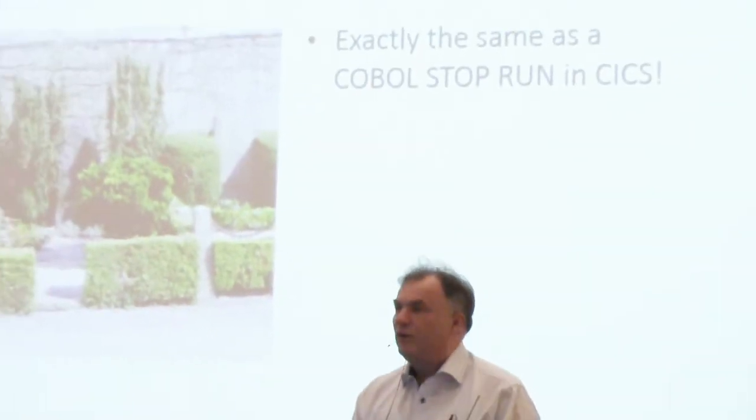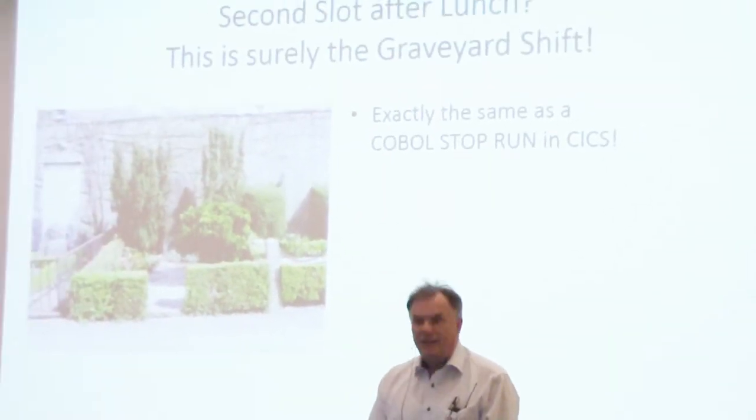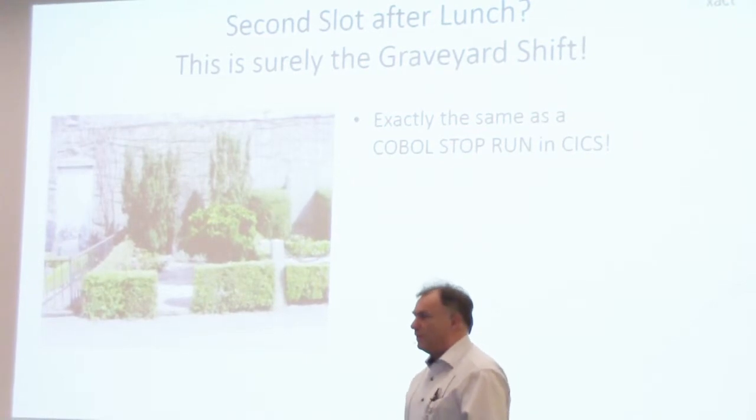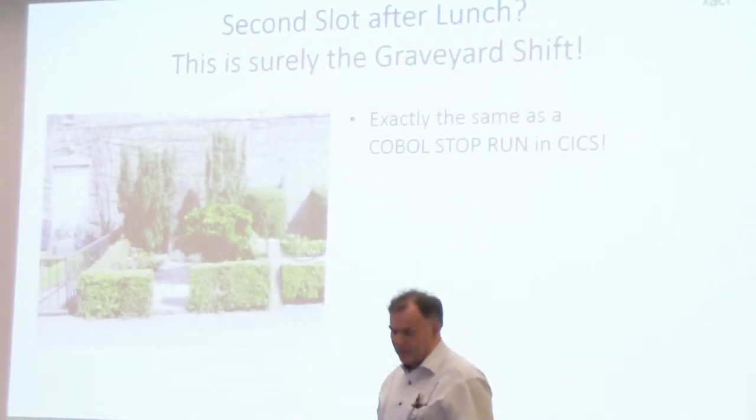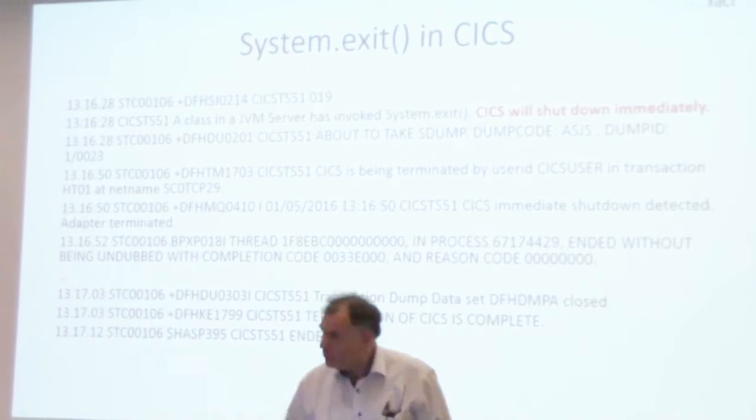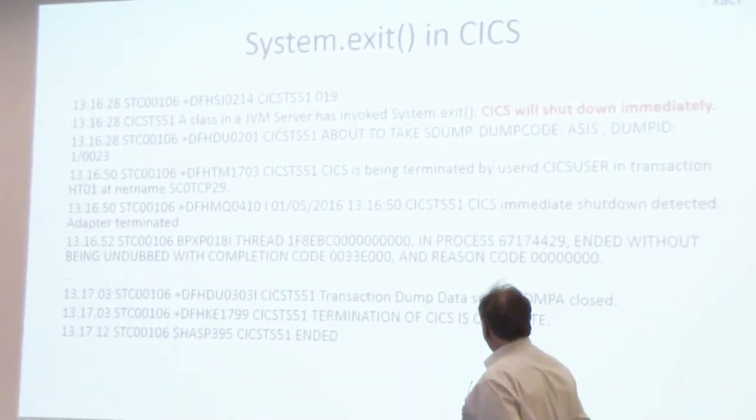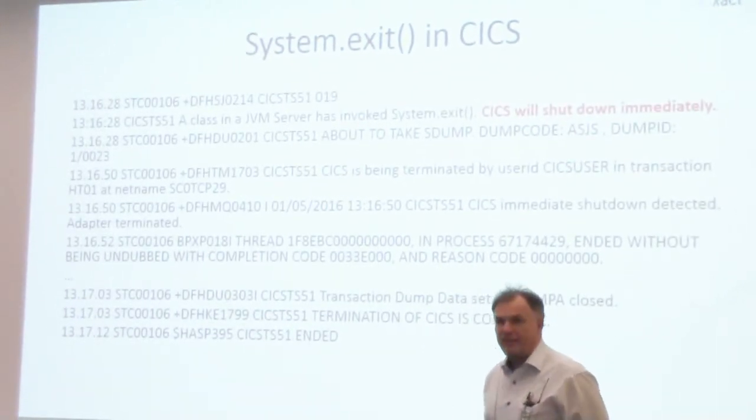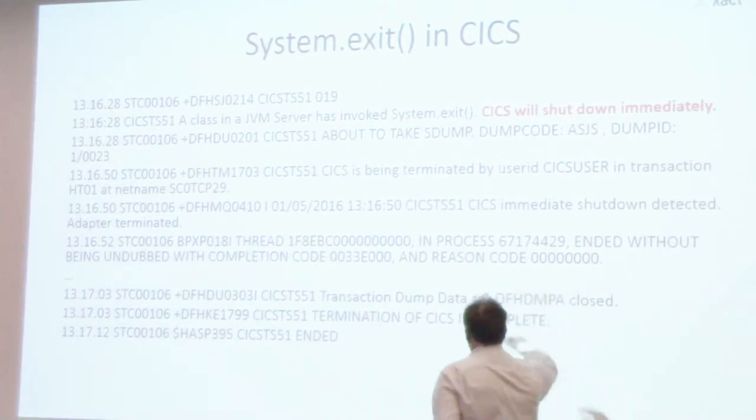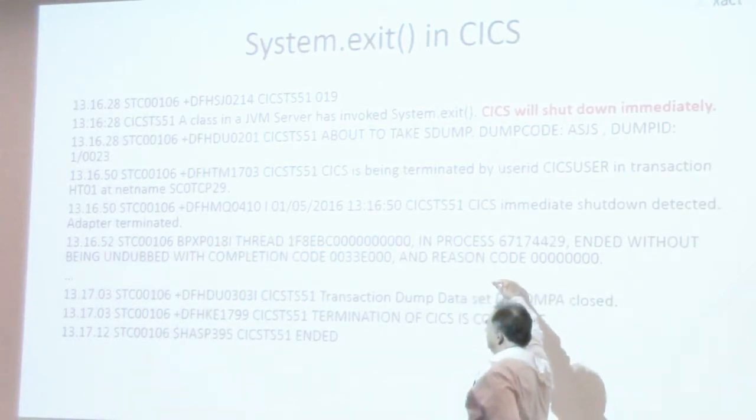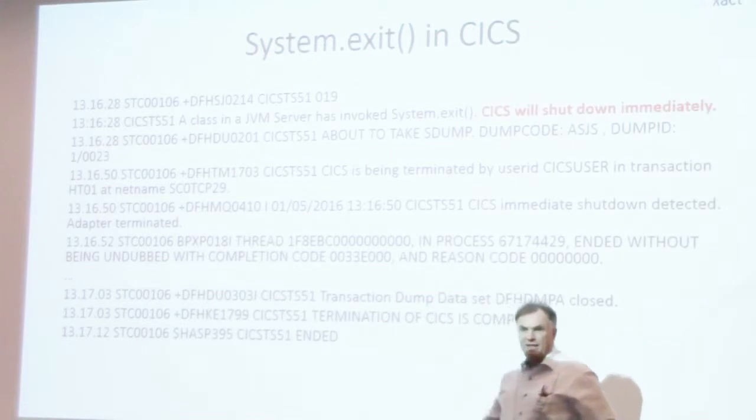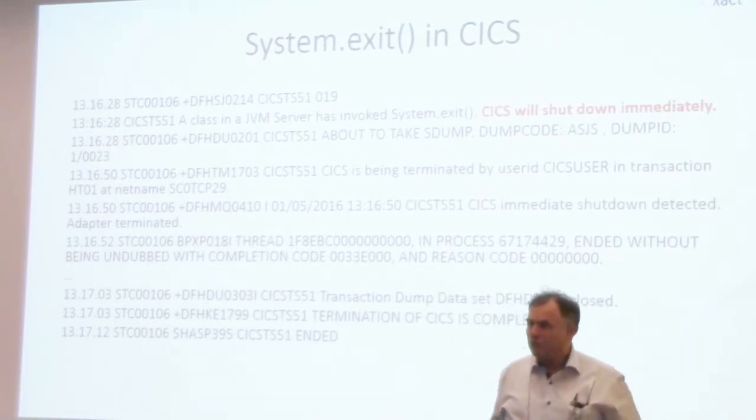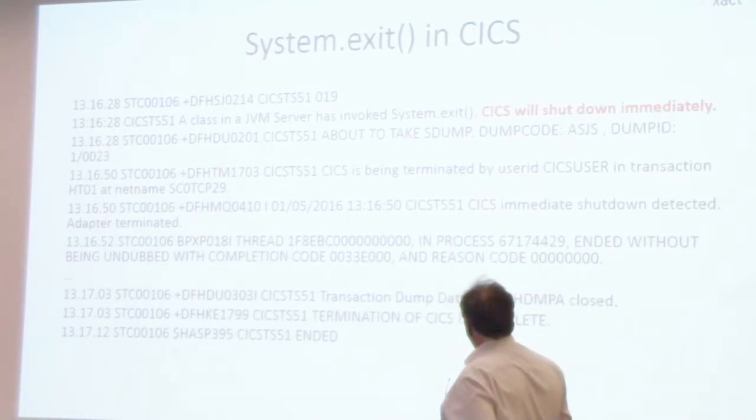And those of us who have been running COBOL know that if you use STOP RUN in CICS, then it doesn't only stop your application, it stops CICS. So if you're using System.exit in a Java program inside CICS, this is what you will have. Of course, you will have 44 sets of undocked threads here, and then abend 1800 and so on. So this is not very nice.